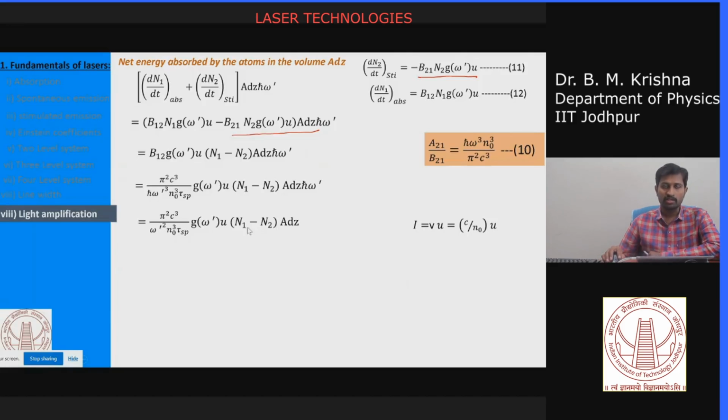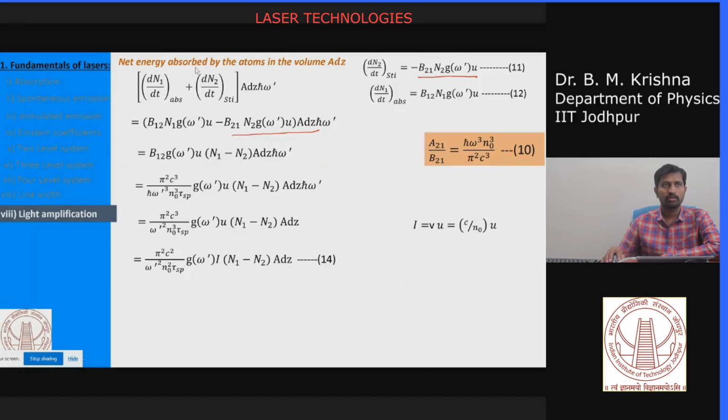We know that the intensity is the energy density per unit volume per unit frequency, times the speed of light in the medium, where the refractive index is also involved, that is c by n naught. So the intensity is I equals c by n naught times U. I am going to substitute that here. I take one c by n naught from this c cube and n naught cube, so that becomes c square n naught square, and c by n naught times U becomes I.